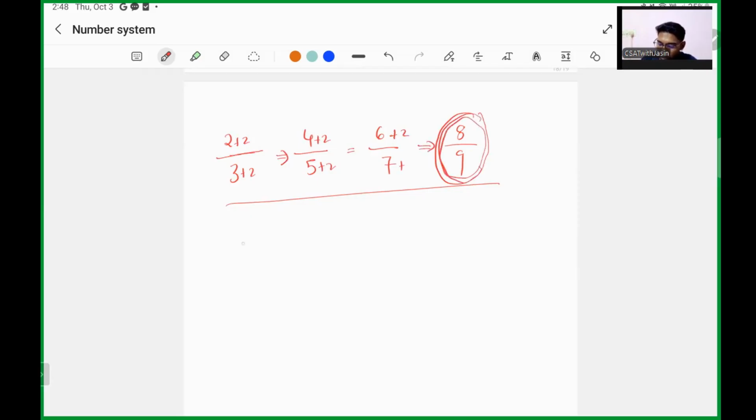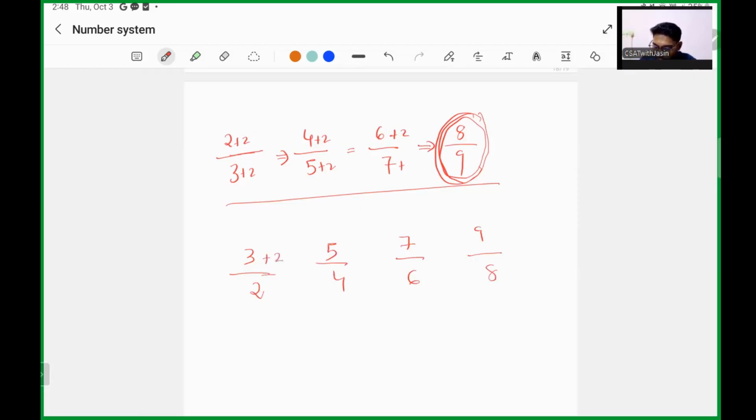Now same thing if I ask you like this. 3 by 2 is there, 5 by 4 is there, 7 by 6 is there, and 9 by 8 is there. Which will be the highest? Which will be the greatest fraction? Yes, it will be 3 by 2 because the given fractions are improper fractions.